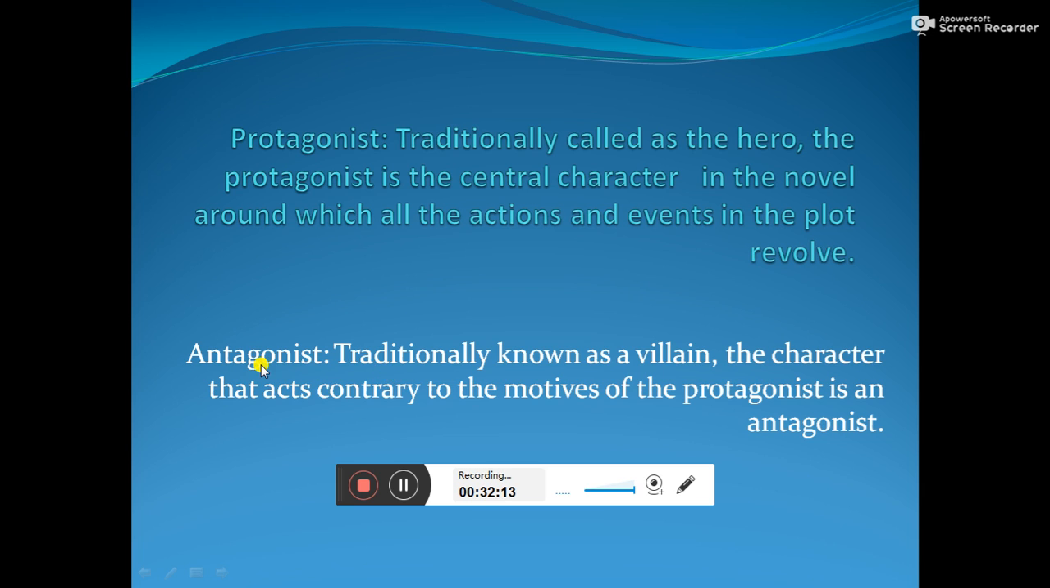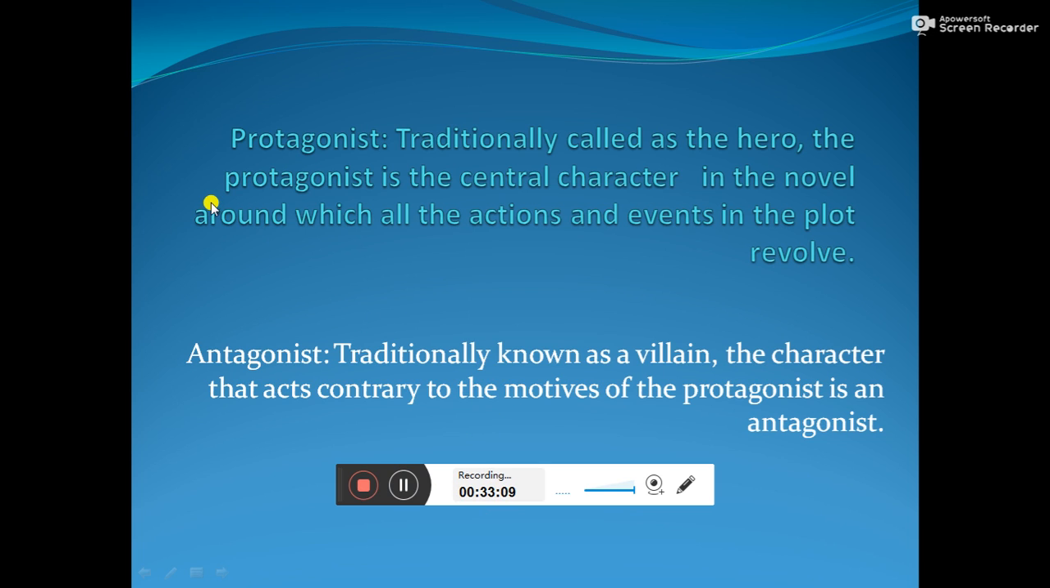Against the protagonist there is the antagonist. Who is an antagonist? Traditionally known as a villain. For example, Shylock in The Merchant of Venice by William Shakespeare is known as a villain, right? So traditionally known as a villain, the character that acts opposite, contrary to the motives of the protagonist, is an antagonist. I am deliberately, purposefully giving you the example from Merchant of Venice. Shylock does everything to spite, to go opposite to Antonio and Bassanio. Obviously, we know the other socio-cultural reasons, but he can be called an antagonist in the novel.